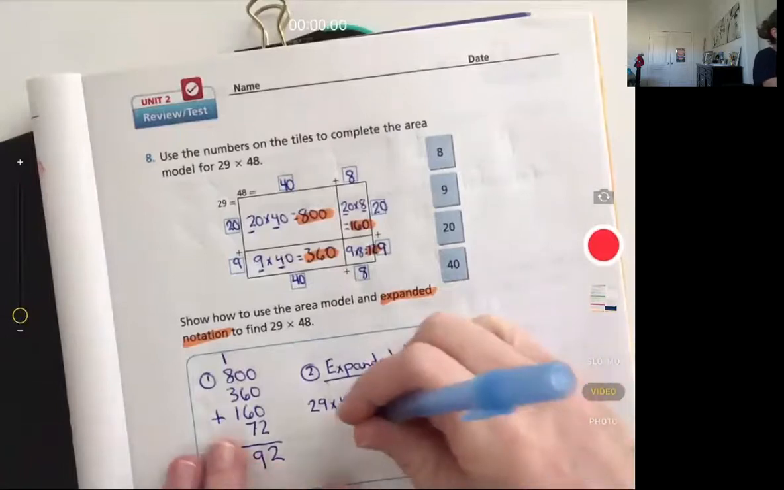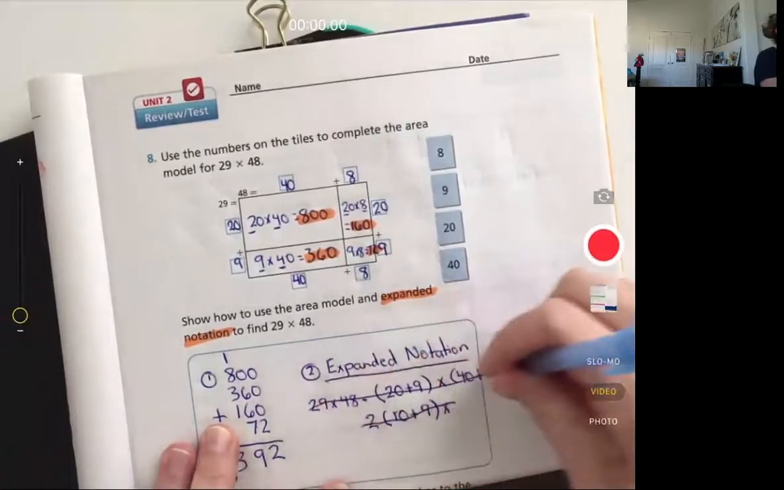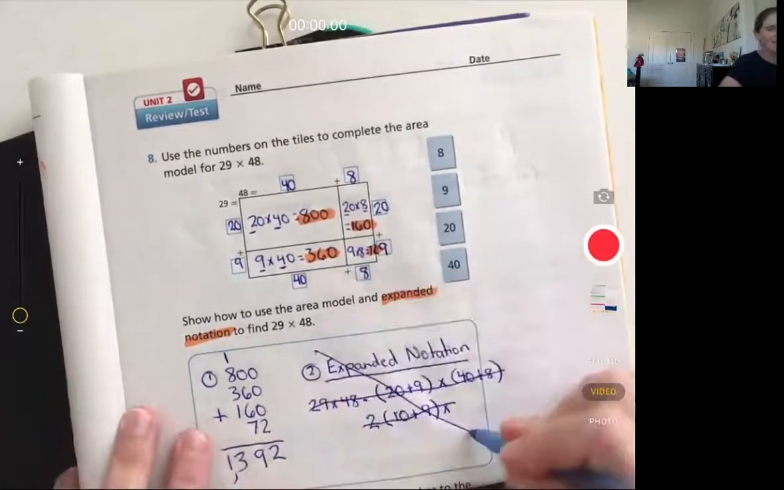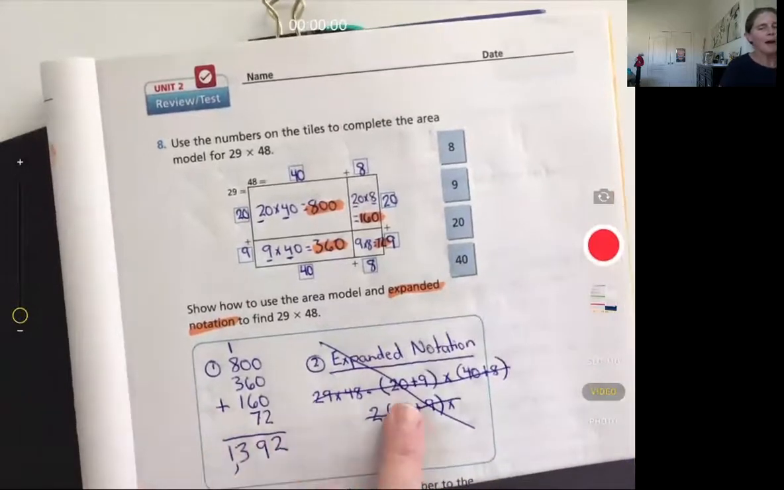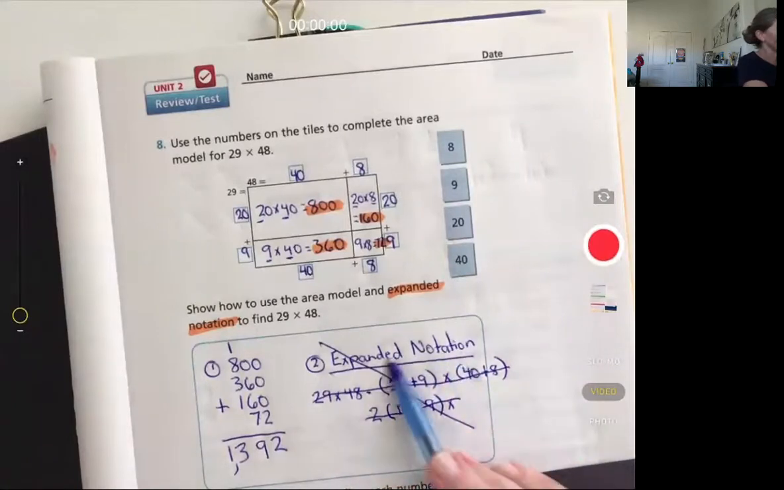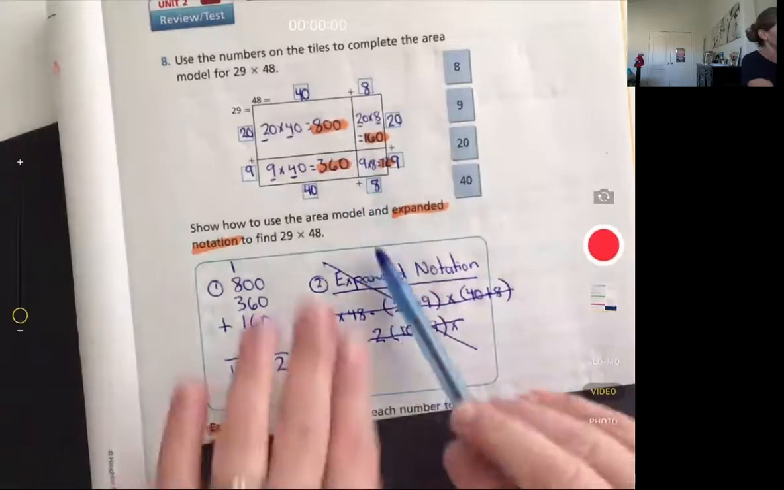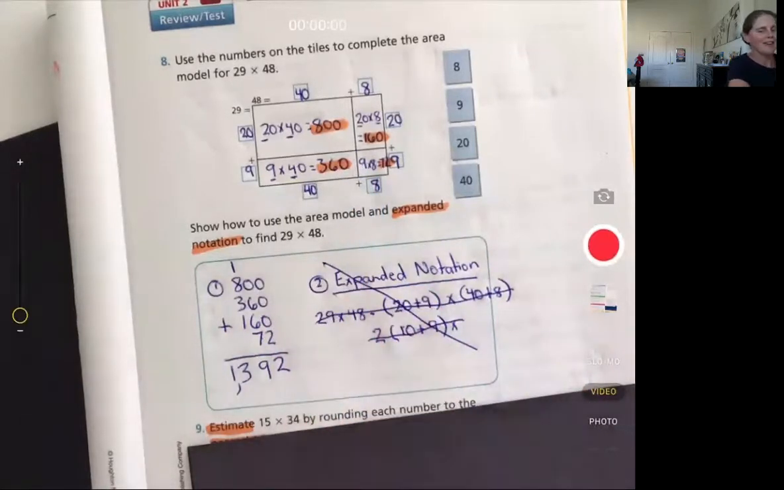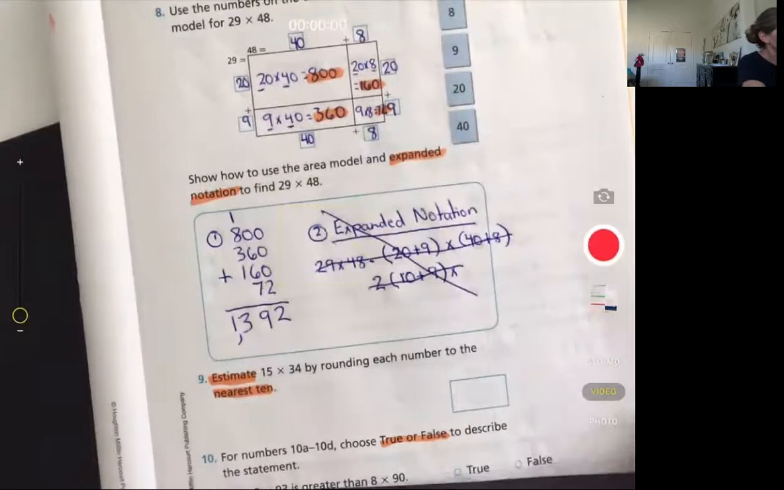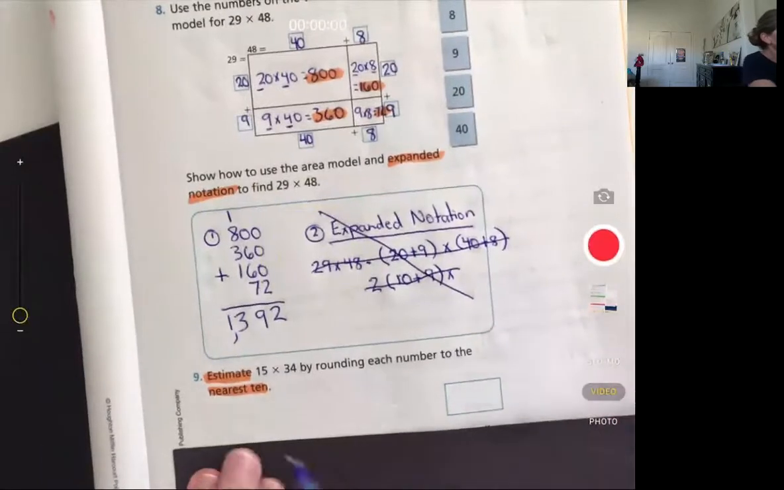You know what? Don't look at this. Scratch my expanded. We'll come back to that one in class. This is taking me too long and I have to go back and remind myself about that. So sorry. Here's how we would use this area model. Scratch my expanded. Sorry, guys. All right, let's move on to number 9.